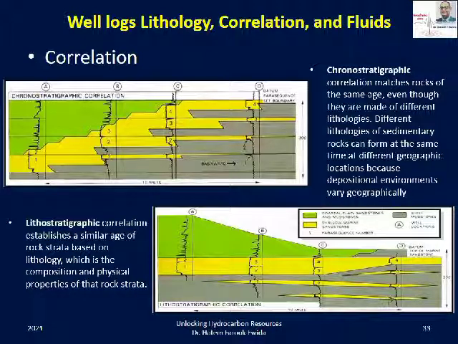So I can use chronostratigraphic correlation, in which I match the rocks with the same geologic age. Or I can have a lithostratigraphic correlation, in which I correlate the rocks according to their lithologies. But all of this correlation is to know, from this type of well log interpretation, the subsurface geology.